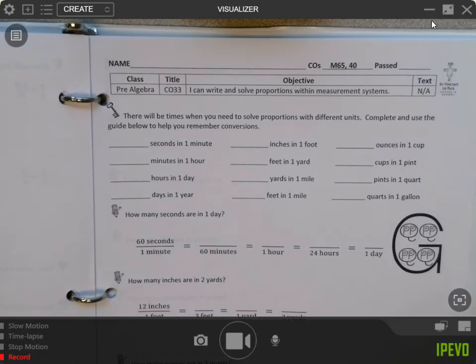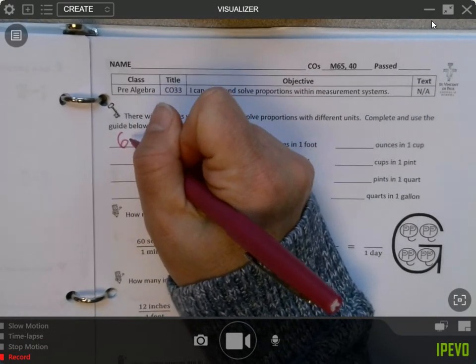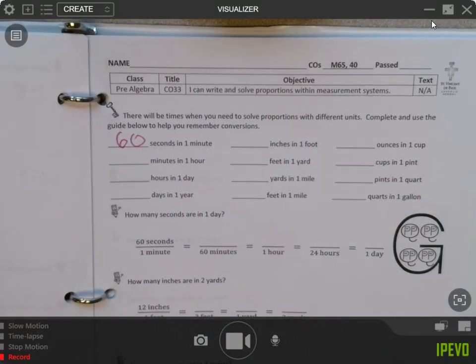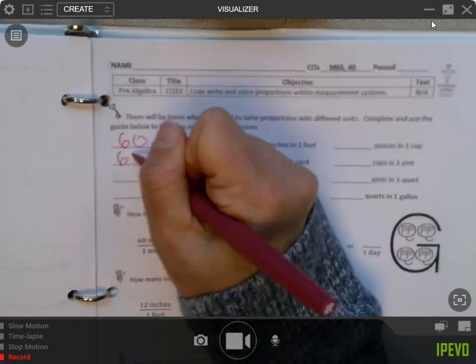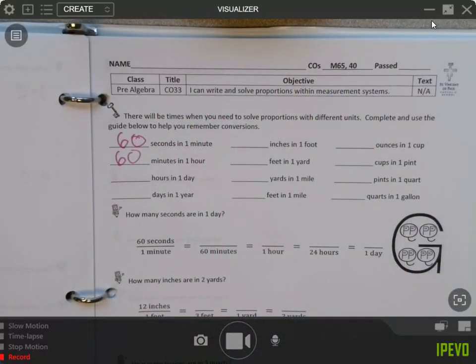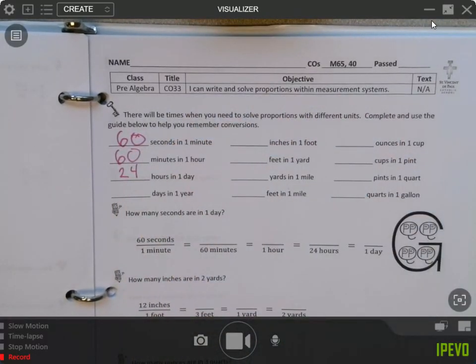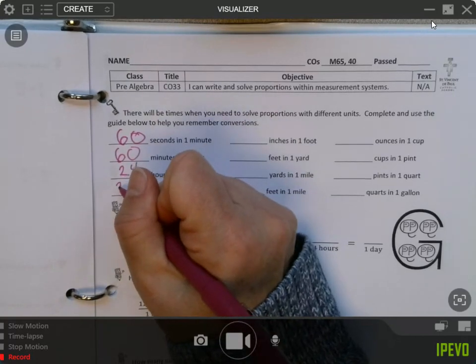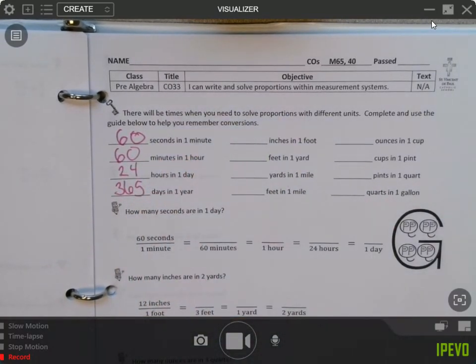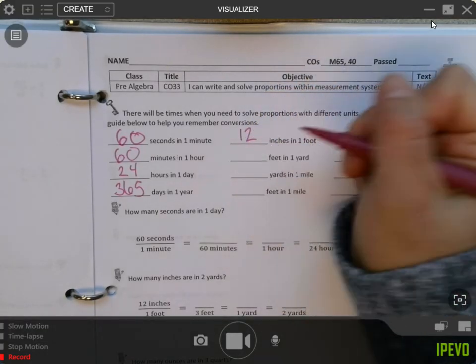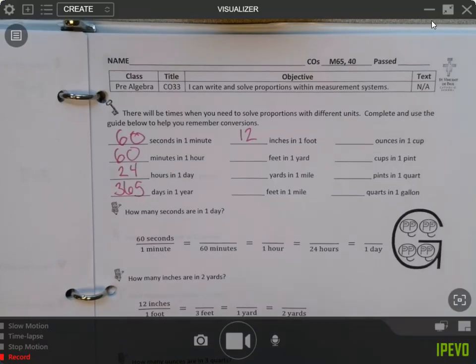So let's look at, to start with, who knows how many seconds are in a minute? Christina? 60. How many minutes in an hour, Hadley? 60. How many hours in a day? Michael? 24. How many days in 1 year, Luke? 365. How many inches in a foot? Harper? How many feet in a yard? Hadley? How many yards in a mile?